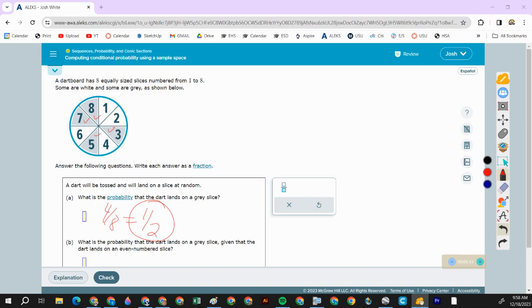Okay, so what if I throw the dart and I look at it and I say, the dart has hit an even number. You can't see it, but I tell you, the dart has hit an even number. What is the probability that the dart also hit a gray? So we're only looking at that one, this one, this one, and this one. What's the probability that the dart hit a gray? 1 out of 4. Okay.